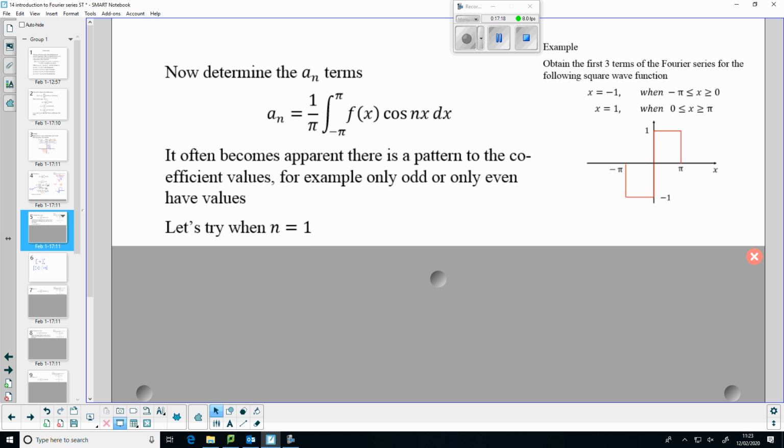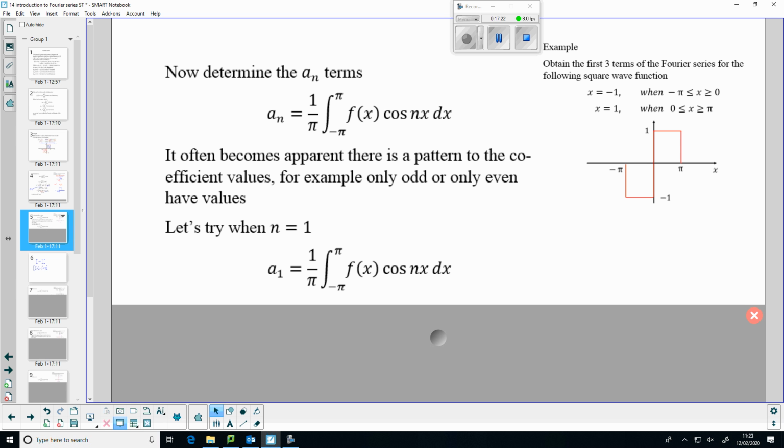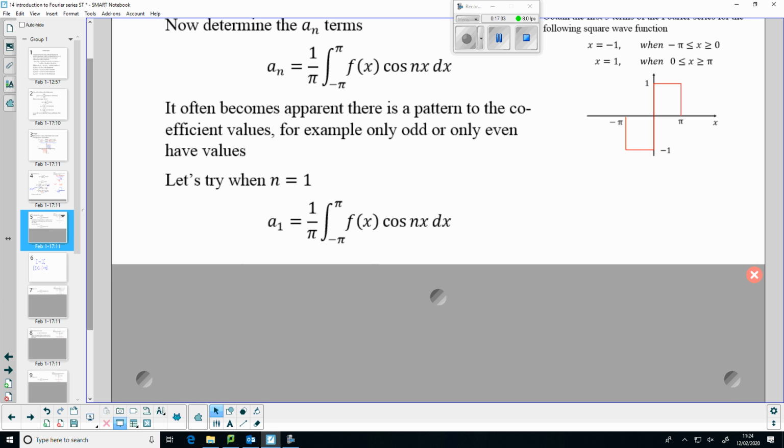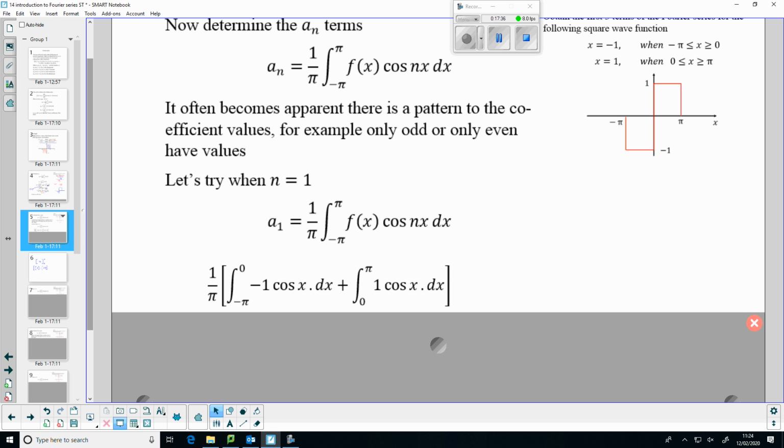Once we can see a definite pattern, we then just make the assumption that it's going to follow that pattern. So we're going to try, first of all, to see what A1 is, let n equal 1. We integrate the function multiplied by the cosine of nx. Again, we've got to separate the two conditions of the discontinuity. We'll colour this in red, and that's the integral for the red part. We'll colour this in green and blue, and that's the integral for the blue part. So it's minus 1 cos x on that side times dx, and plus 1 cos x on the other side times dx.